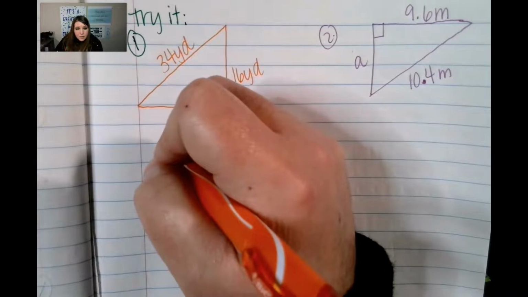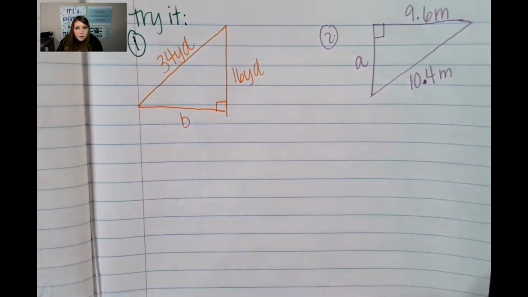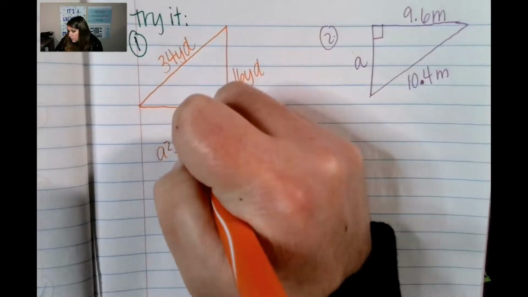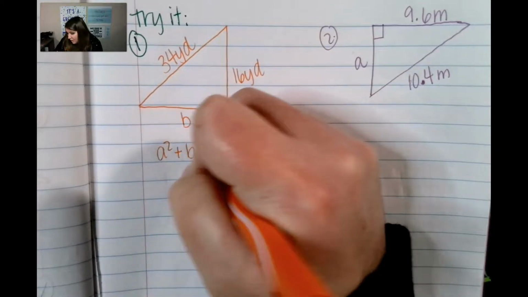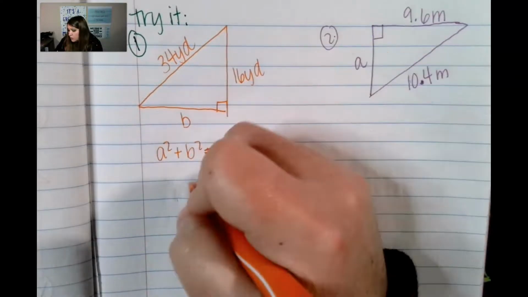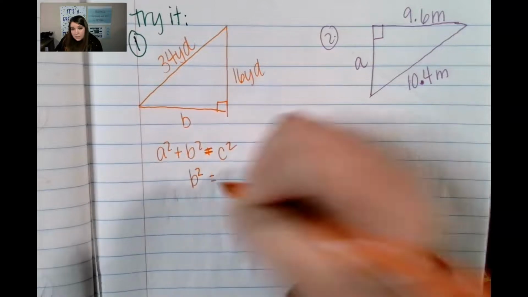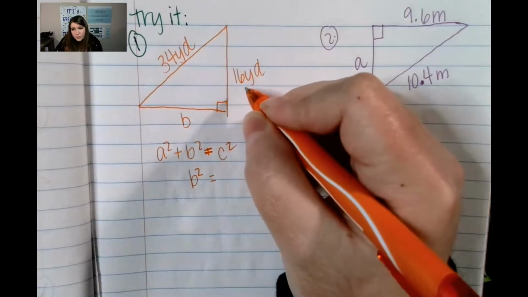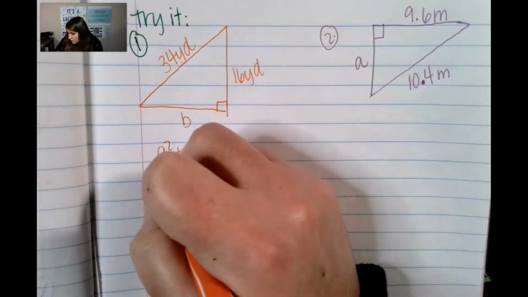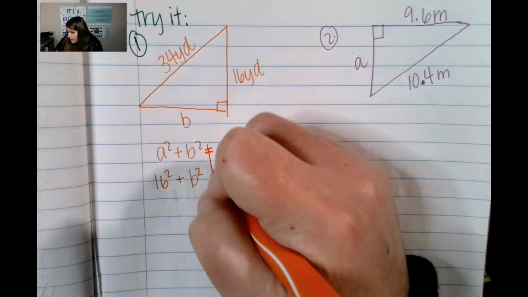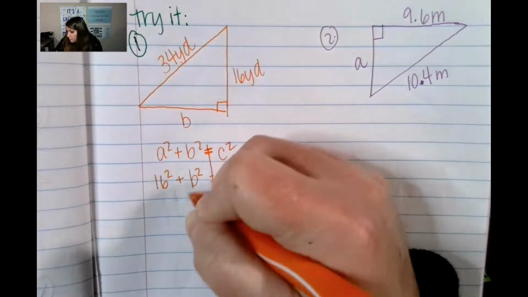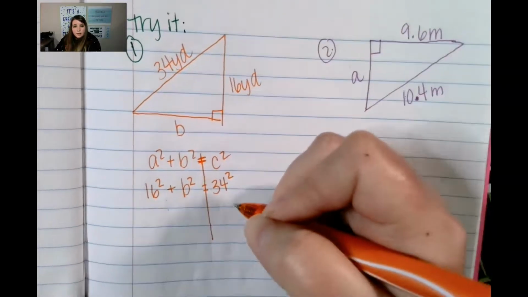All right, so example or try it number 1. We have, again, a squared plus b squared equals c squared. We don't know b, so let's go ahead and keep that as b squared. We know leg A, which is 16 squared, so we're going to square that one. And we are looking for B, so we have 34 squared right there.